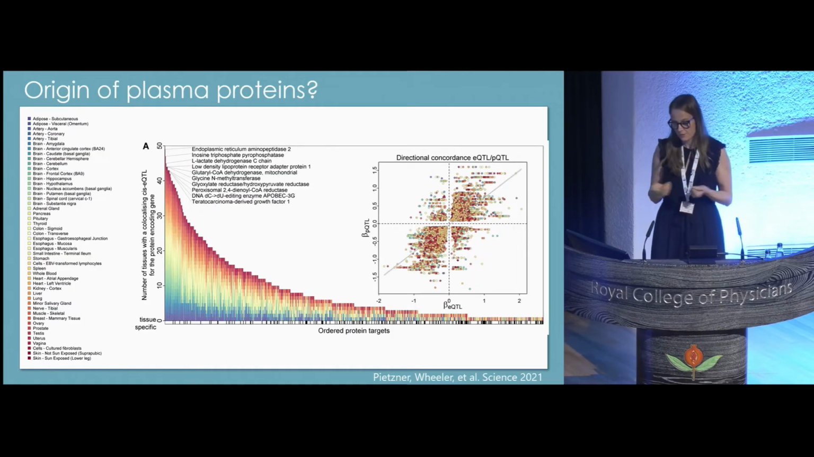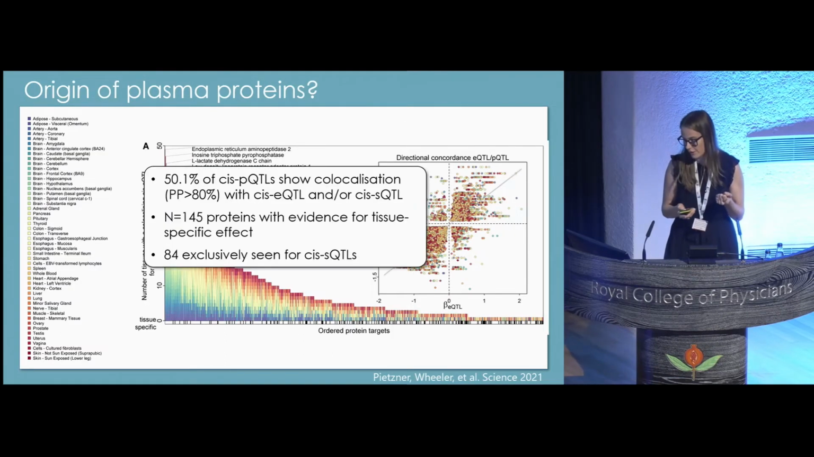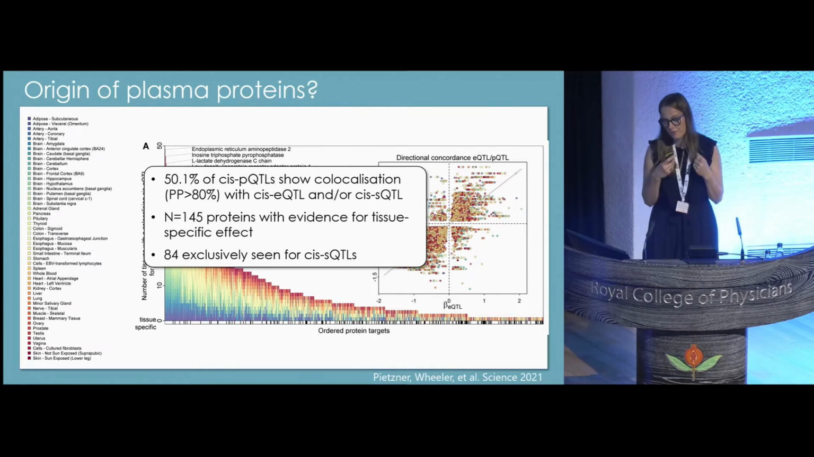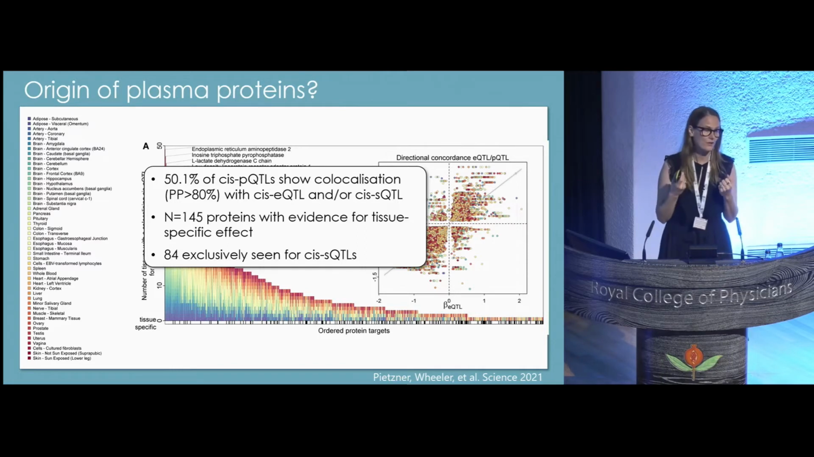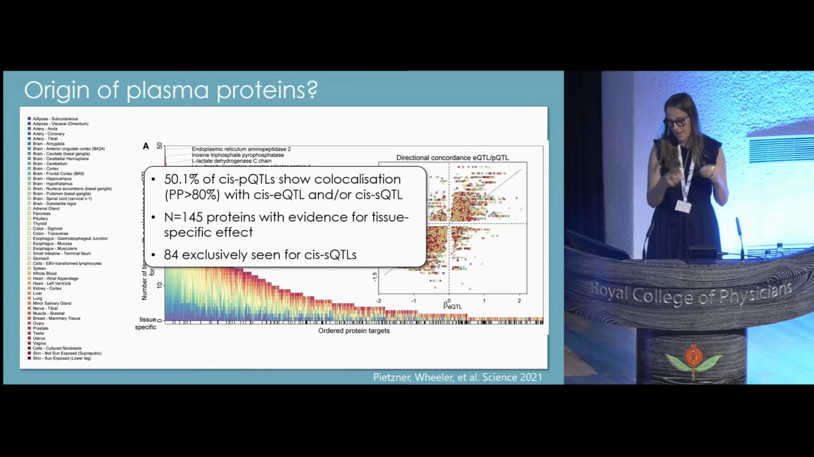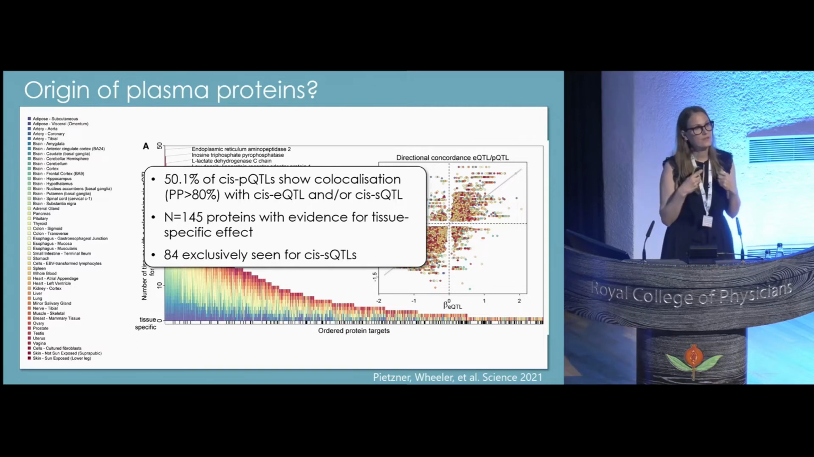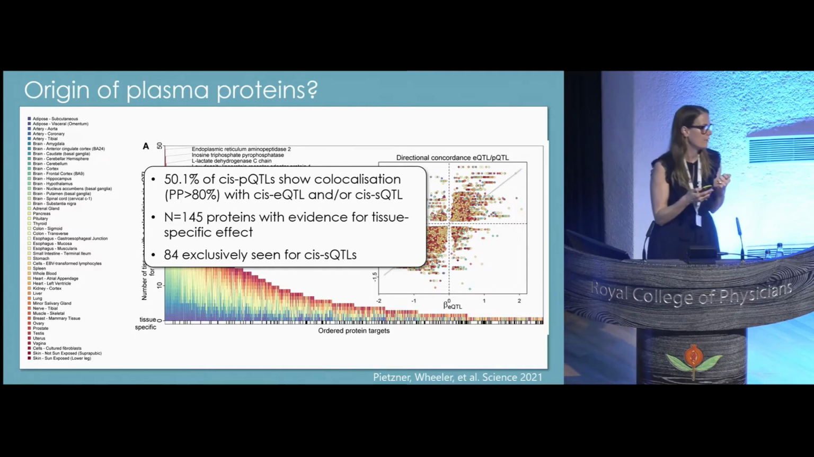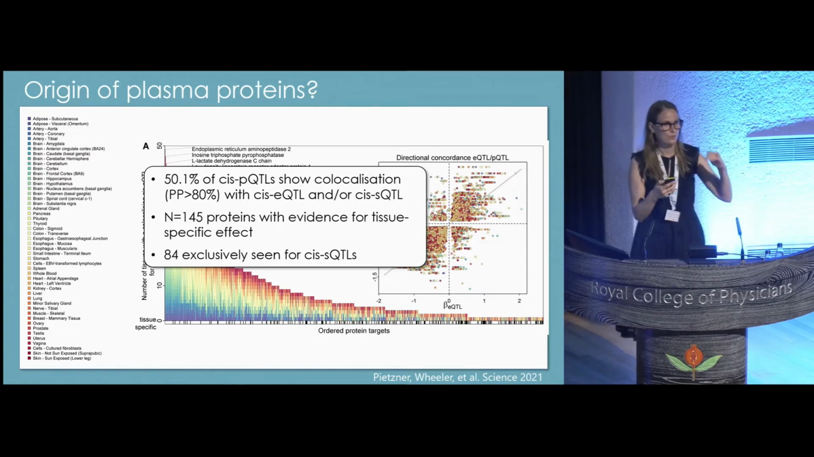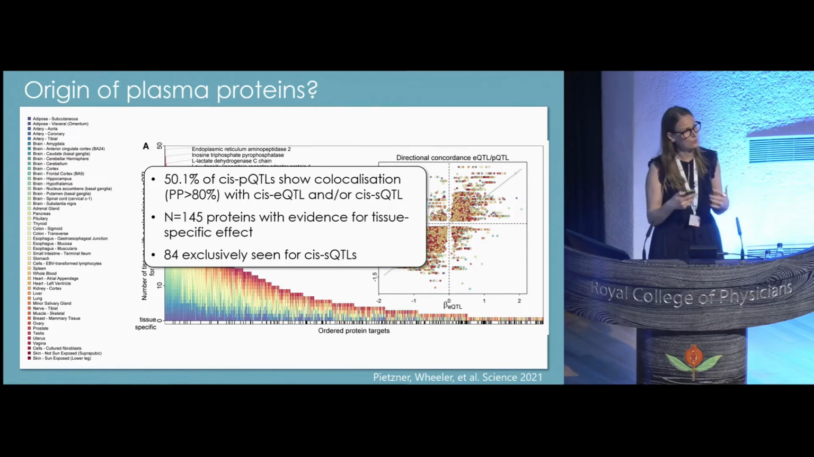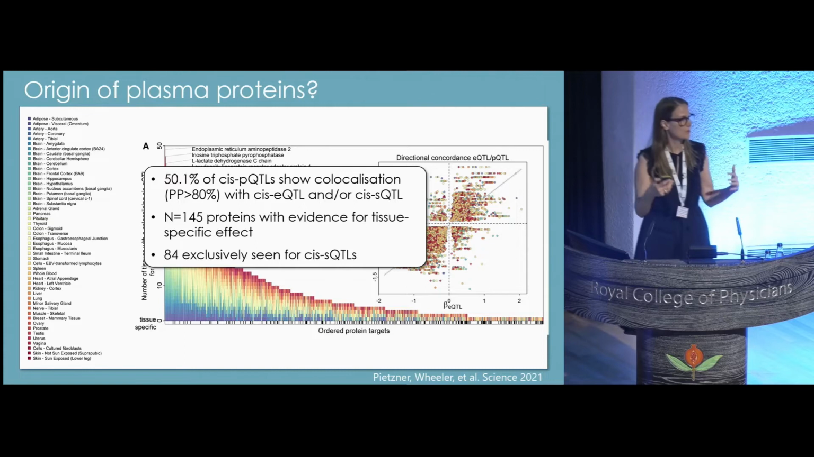If we do this, this is just a summary plot, which is not very legible, but here's the summary: 50% of the cis-pQTLs we had identified showed strong evidence, with a very high posterior probability of 80%, of sharing a signal with a cis-eQTL or a splice QTL. And 145 of those were tissue-specific, which really helps you infer where the tissue damage potentially is that has led to the leakage of the protein into plasma.